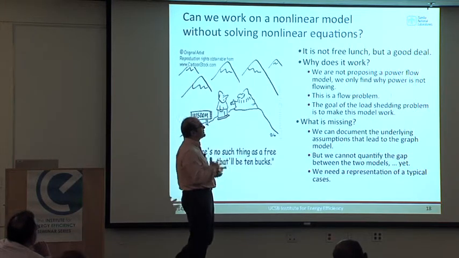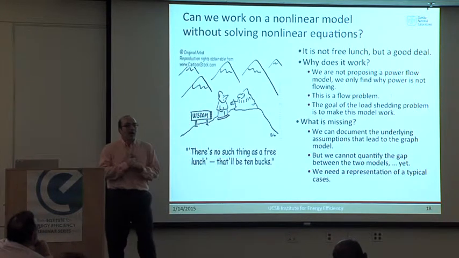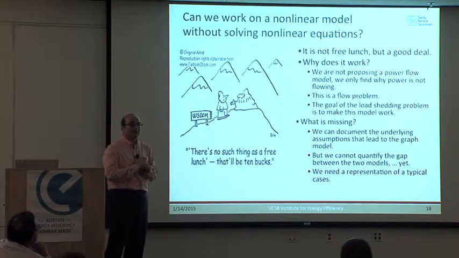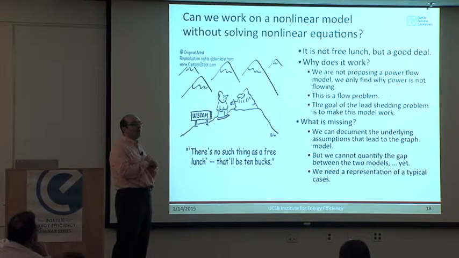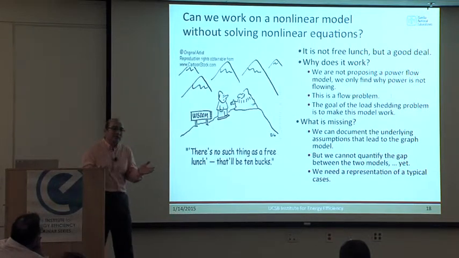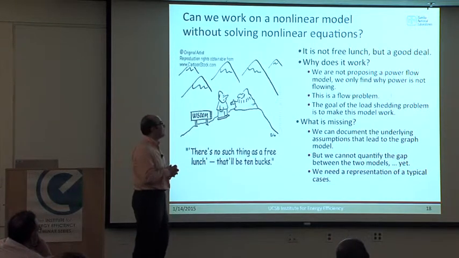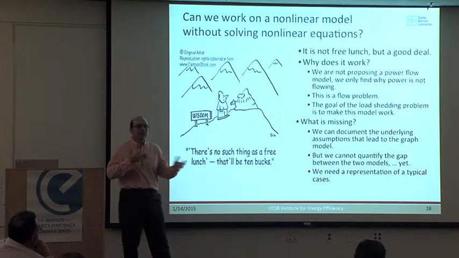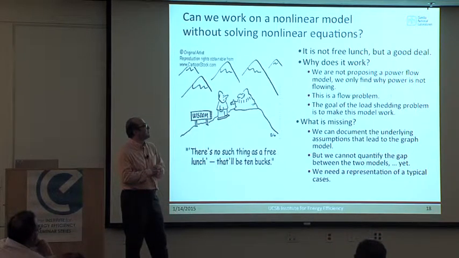The reason it works is that I've changed the problem a little bit. I don't have a power flow model. I don't tell you how the power is flowing. I can only tell you why it's not flowing. So that makes a difference, and I don't need to know how the power is flowing for my purposes. Second, it's a flow problem, even though it's different, so there should be some correspondence.